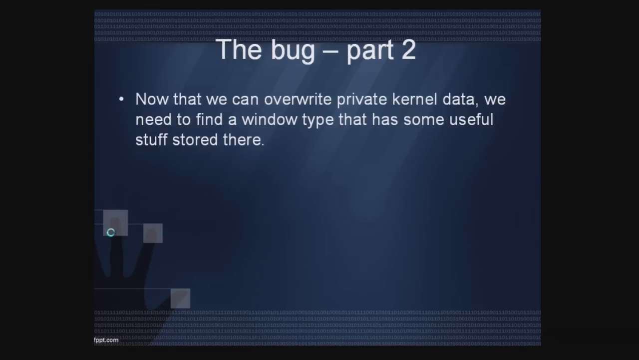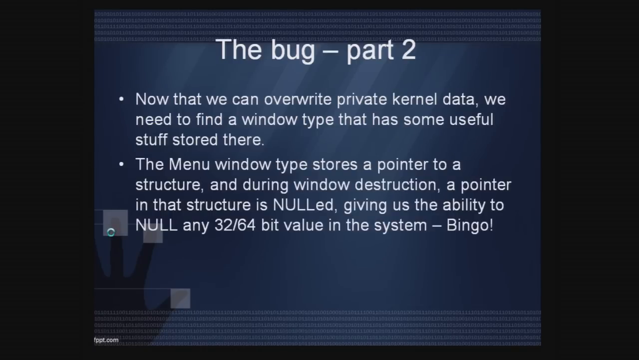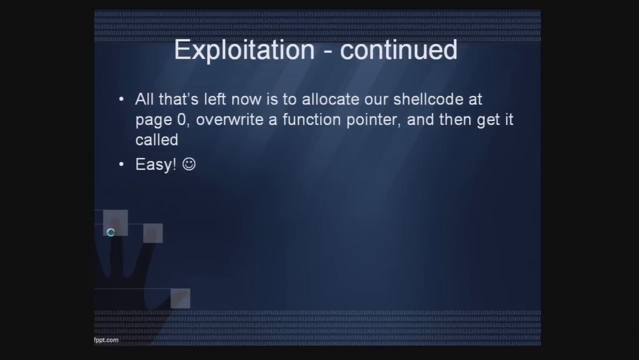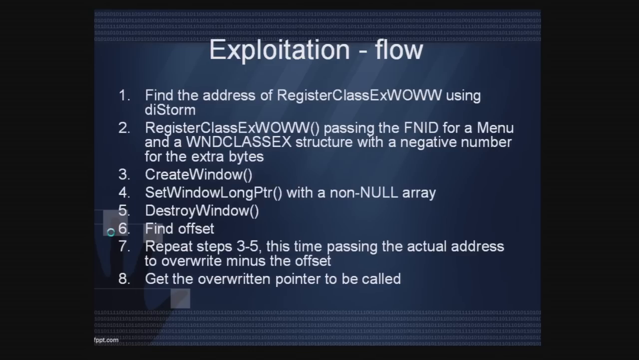And then what you have to do is, again, find a window that has some interesting stuff in those bytes. The menu window happens to have a pointer to a structure. When the window is destroyed, a value in that structure is nulled. I'll skip that. It's not very interesting. So basically, you can write null to, again, any address that you like. And you can allocate stuff at null. You can just copy your code into there. You're all done.